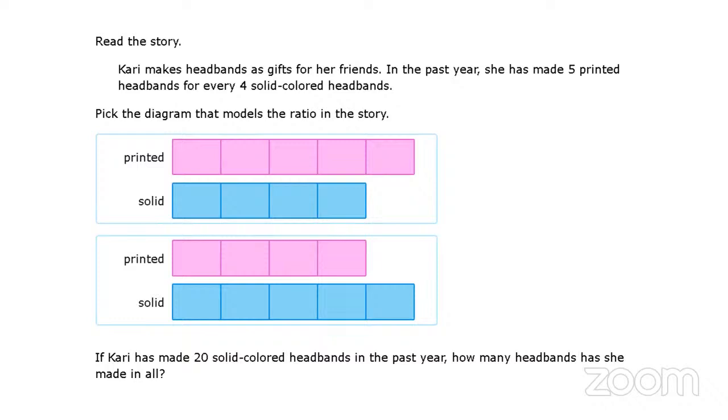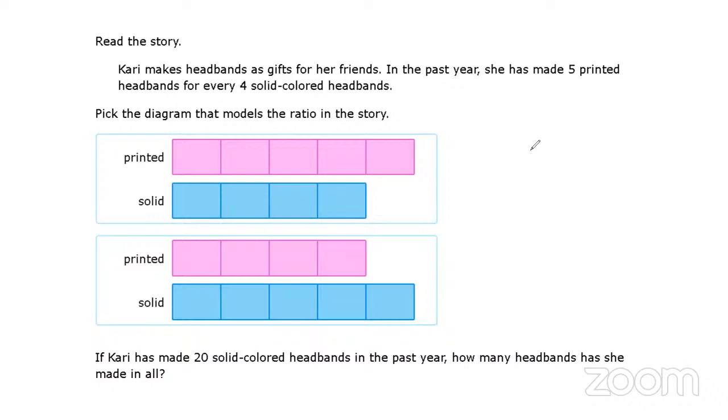All right. So here it says, Carrie makes headbands as gifts for her friends. In the past year, she made 5 printed headbands for every 4 solid colored headbands. We're going to pick the diagram that models the ratio in the story. So Carrie makes headbands as gifts, and last year she made 5 printed for every 4 solid colors. Which of these is representing what she's saying? 5 printed for every 4 solid colors.